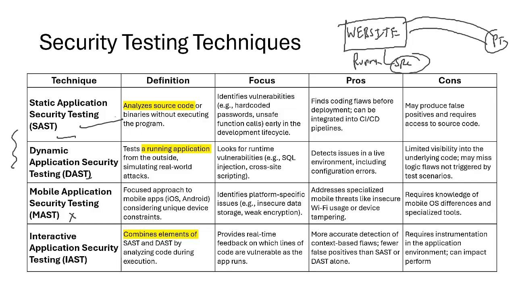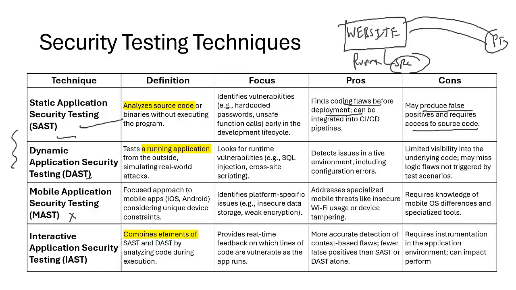So whenever in the exam a question talks about analyzing source code, reviewing the source code, reading the code line by line, white box testing, the answer is static testing. Here we analyze the source code or binary without executing the program, and the focus is to identify issues as early as possible. One advantage is that you can find coding flaws before deployment, in the development stage. But the disadvantage is that it sometimes produces false positives and requires access to the source code.